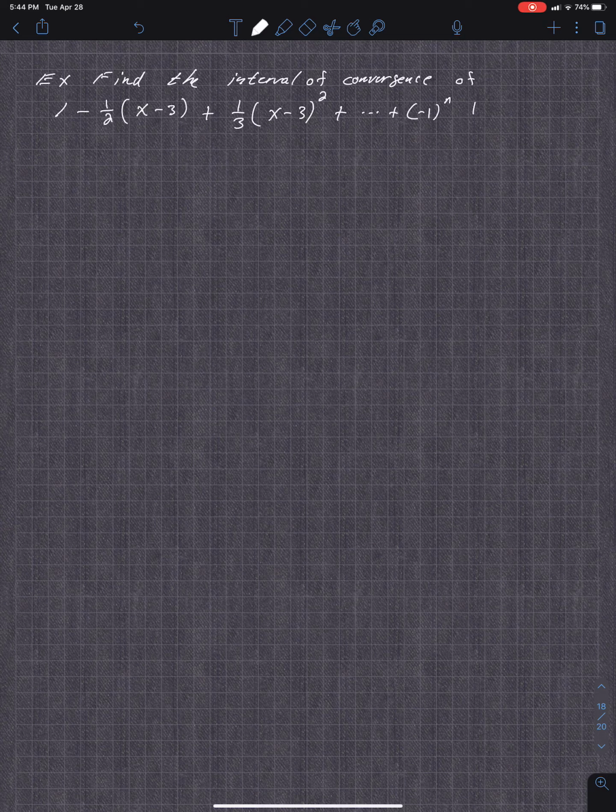All right, so this last example: find the interval of convergence of, sometimes they give it to you in this form, and then you've got to figure out a sub n and all. 1 minus 1/2 (x minus 3) plus 1/3 (x minus 3) squared plus ... plus -1 to the n, 1 over n plus 1, (x minus 3) to the n, plus and so on.